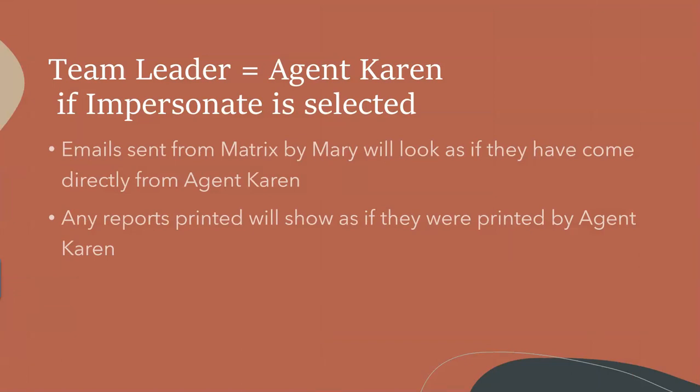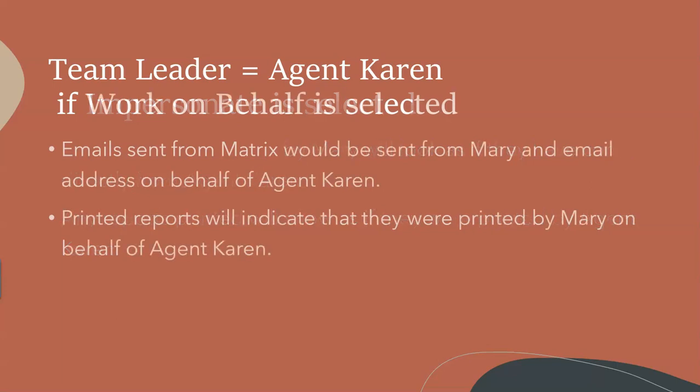Now, allow me to explain impersonate and working on behalf. If Karen told her broker in charge to choose impersonate for Mary, all emails sent from Matrix by Mary will look as if they have come directly from Agent Karen. Any reports printed will show as if they were printed by Karen. But working on behalf, when that is selected, those emails or printed reports will display Mary working on behalf of Karen.